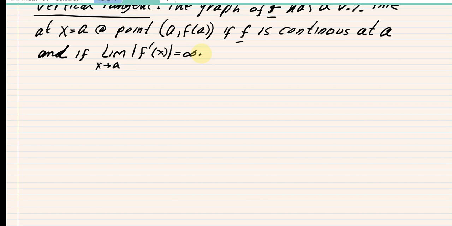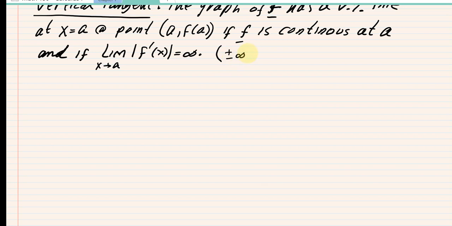That limit is infinity. Now, remember, the limit of the difference quotient is the slope of a tangent. When the slope of a tangent turns out to be infinity, which means undefined, that means the line is a vertical line. The tangent line is nearly vertical.